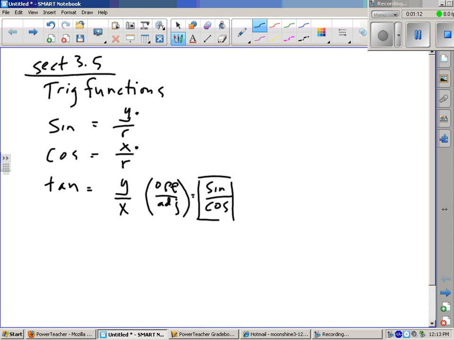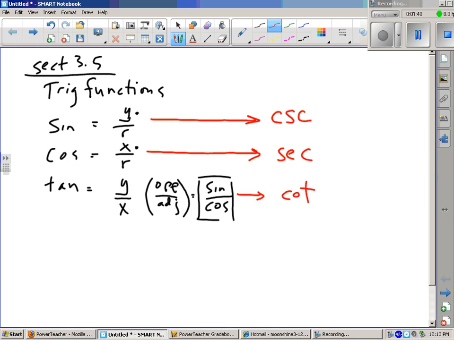Now, did you know that each of these had an evil twin? I know, it's a little scary, but now I'm going to put the evil twins in blood red. So the evil twin to sine, its name is cosecant, and that abbreviates CSC. The evil twin for cosine is secant, and the evil twin for tangent is cotangent. So cosecant, secant, and cotangent.